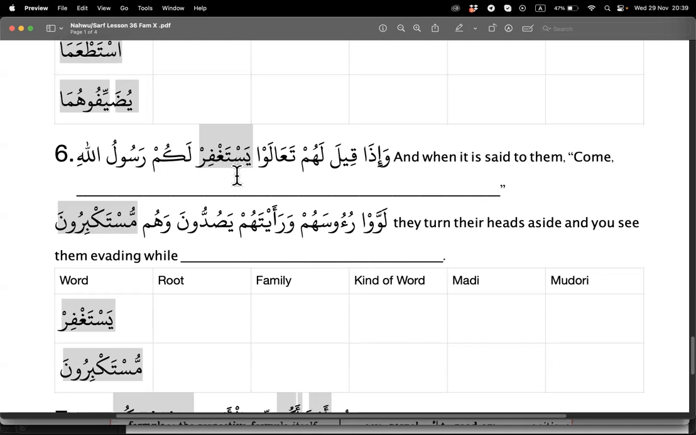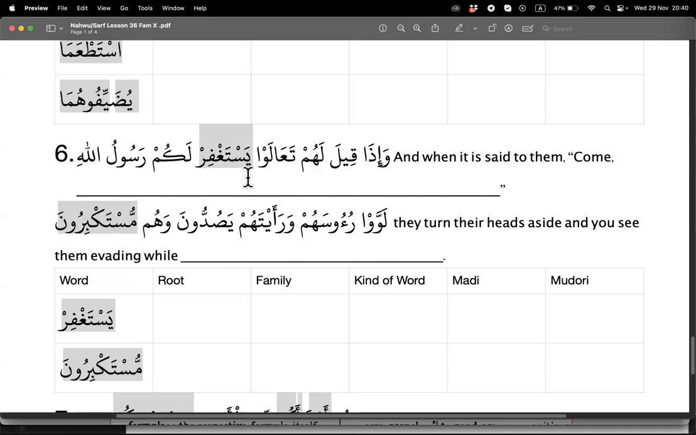Okay. So yes, Taufir, Mutare, Majizum, what's the root letters? Faro. Yes, what's the fa'il? The fa'il is Hua. Lakum. Lakum jama majrur mutalik tu fi'il yastaghfir. Yes, Rasulullah. Rasulullah is mudah ilai, will be the fa'il. Yes, fa'il of? Yastaghfir. Yes, so translate after this when it is said to them, come.